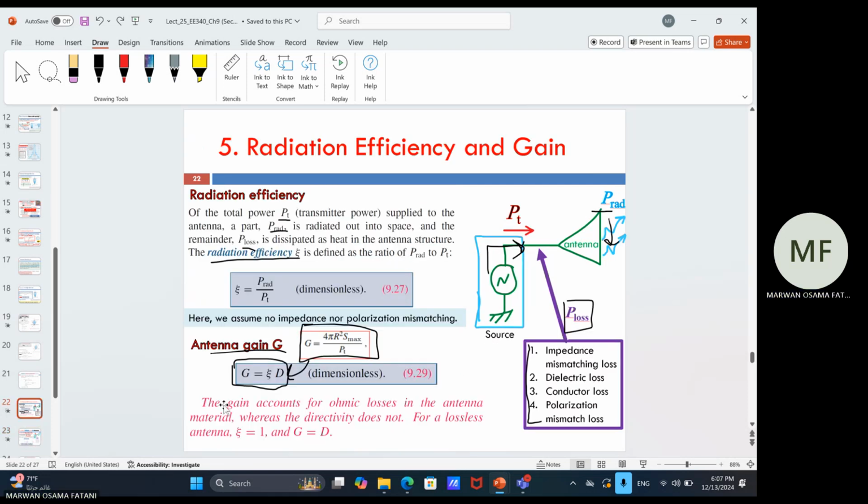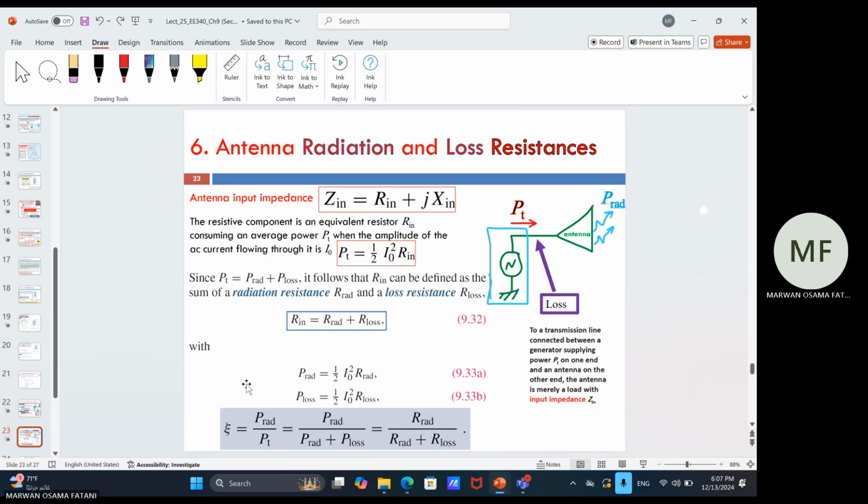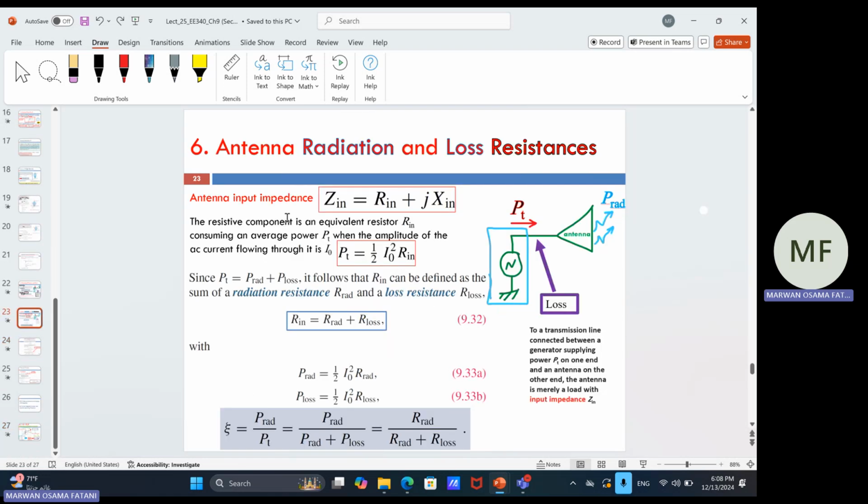So you can see the antenna gain. It basically combines the directivity and the efficiency to measure the antenna's performance, like how good the quality is. Now, radiation loss: antenna radiation and loss resistances.